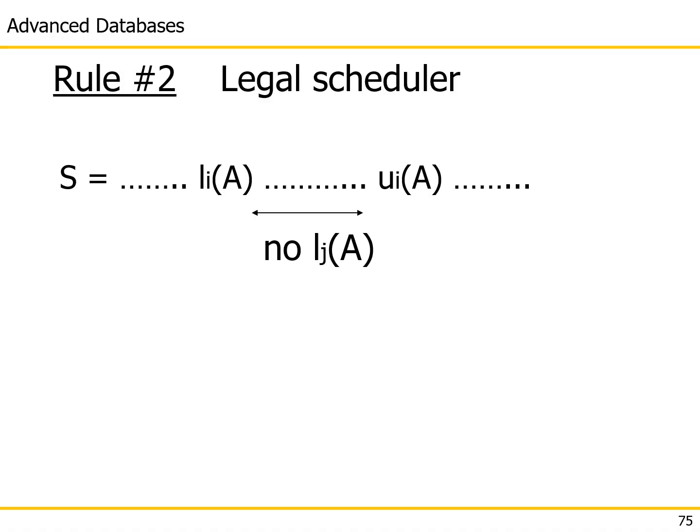Okay? So our second assumption is that the scheduler is doing the insertions correctly and the operating system is also respecting the locks. So if one transaction acquires a lock on a resource, no other transaction, denoted here by LJA, will request a lock on A and get it. It might request it, but it will not get it because transaction I has the lock on A.